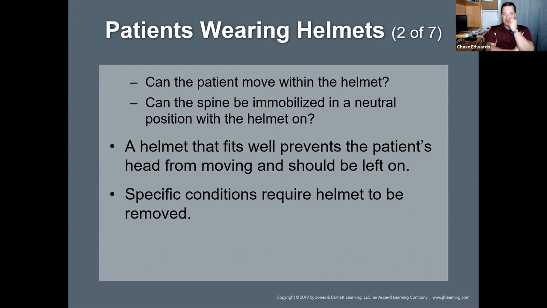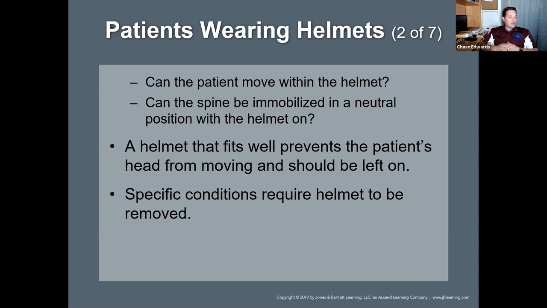So a helmet that fits well is going to prevent the patient's head from moving and should be left on, provided that there's no impending airway or breathing problems, if it does not interfere with assessment and treatment of airway and ventilation problems, and you can properly immobilize the spine, which may involve padding underneath the shoulders. And if there's any chance that removing it will further the injury to the patient, you're not going to remove it.